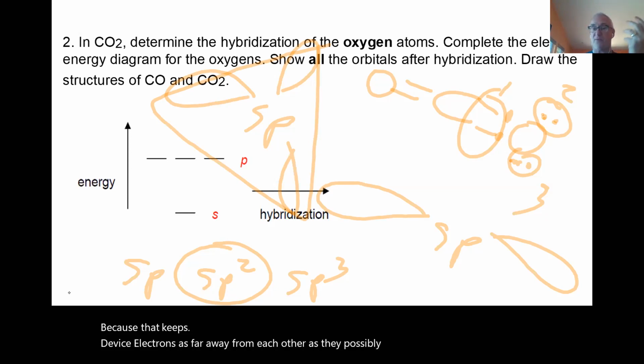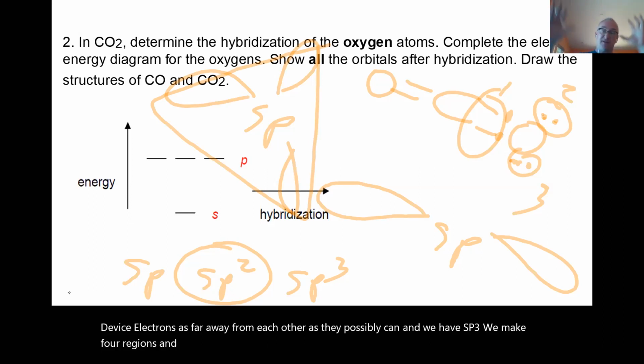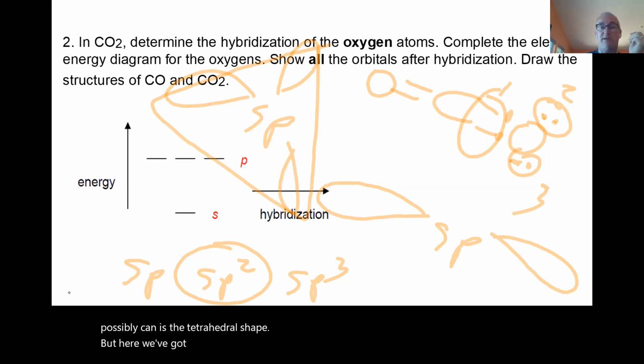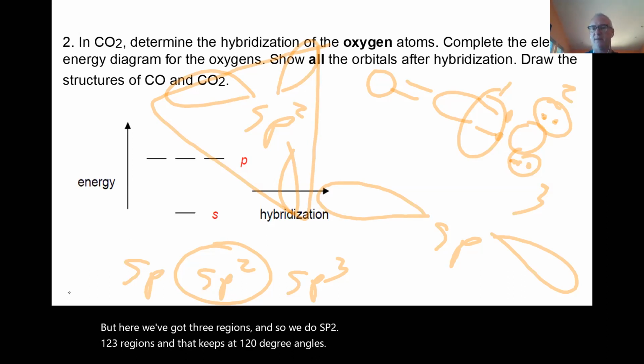And when we have sp3, we make 4 regions, and the shape that keeps those electrons as far away from each other as they possibly can is the tetrahedral shape. But here, we've got 3 regions, and so we do sp2. 1, 2, 3 regions, and that keeps 120-degree angles. So this oxygen would be planar.